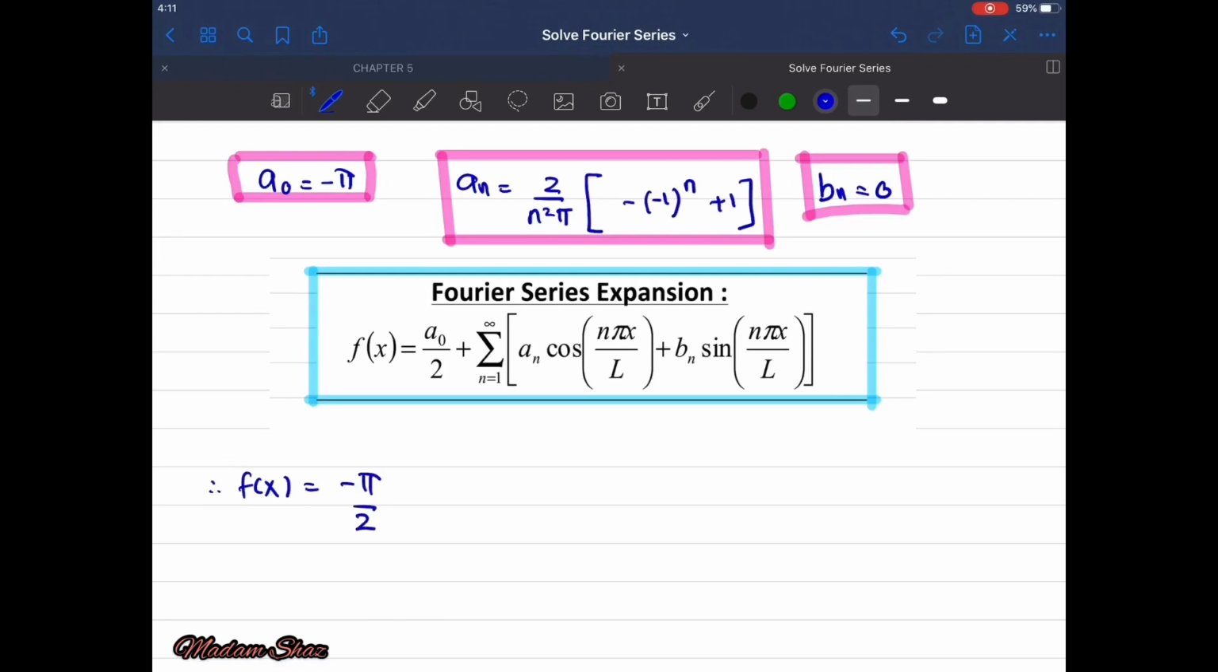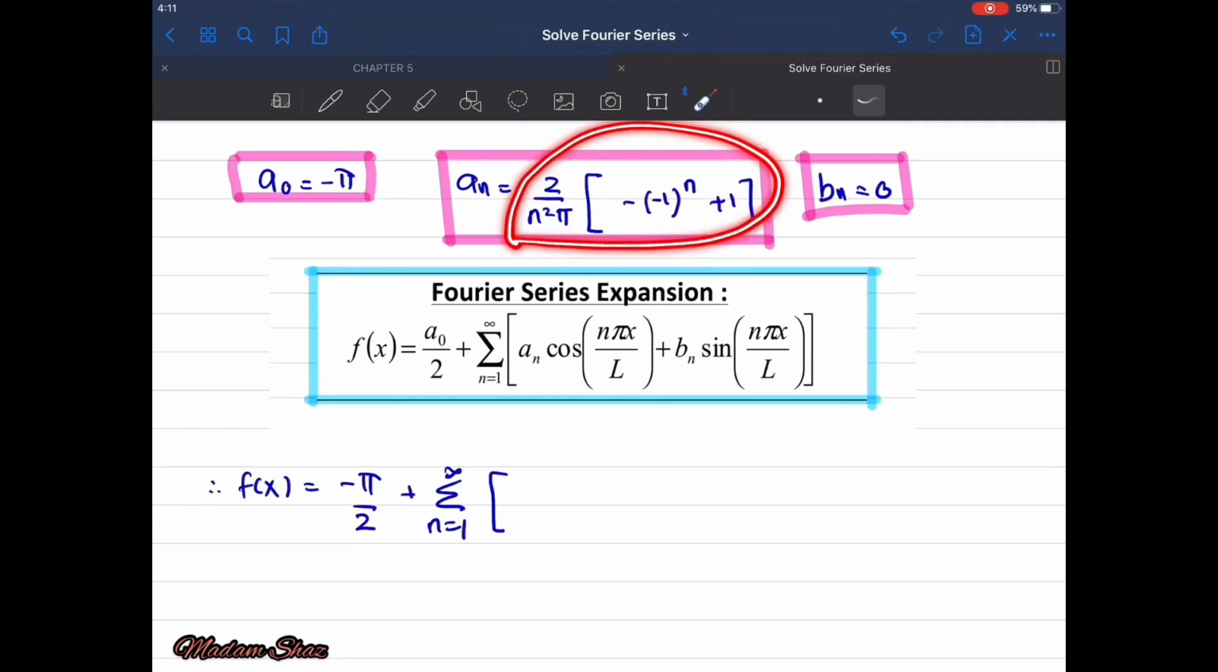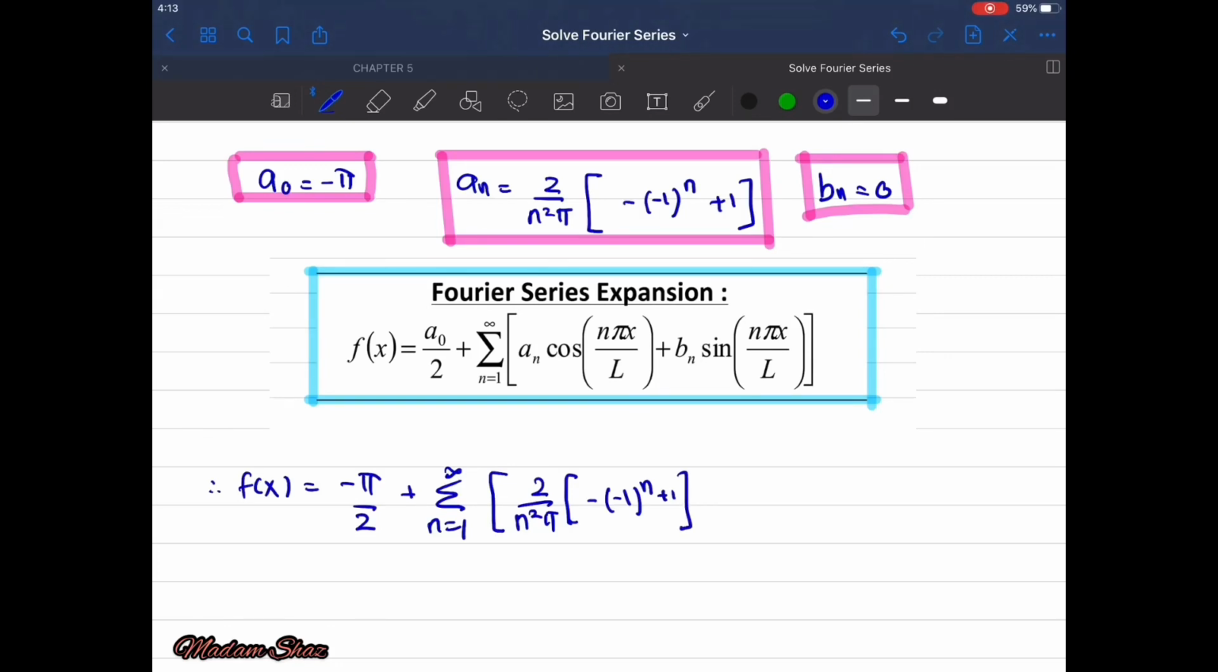So negative pi over 2 plus summation n equal to 1 until infinity. In this big bracket, an multiply with the cos. So an is equal to 2 over n square pi multiply negative 1 the power of n plus 1. The whole thing must be multiplied with the cos n pi x over L, whereby L is equal to pi. Cos n pi x over pi, plus bn multiply with the sin. bn is equal to 0. So this one automatically the whole thing will become 0.